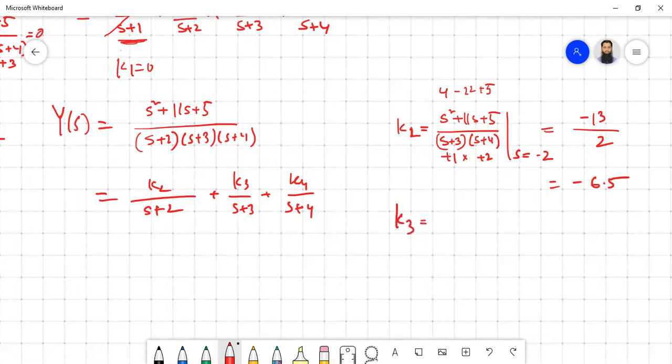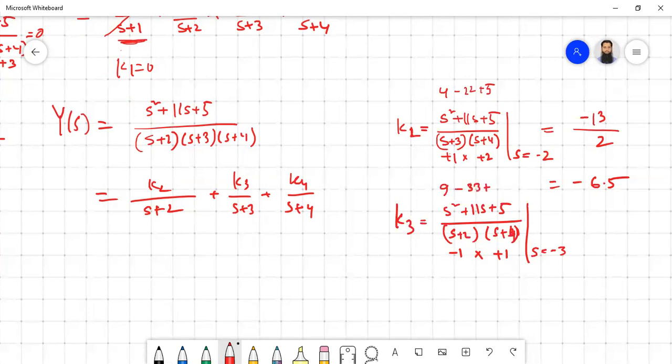Similarly, K3 will be S squared plus 11S plus 5 divided by S plus 2 and S plus 4. So S plus 3 is not there, and you have to set S equal to minus 3. Now this will be minus 1 and this will be plus 1. So in the denominator you have a negative, so minus 1. In the numerator, we have minus 3 squared, 9, minus 33 plus 5. So 33 minus 14, it will be 19 by minus 1, so eventually it is minus 19.